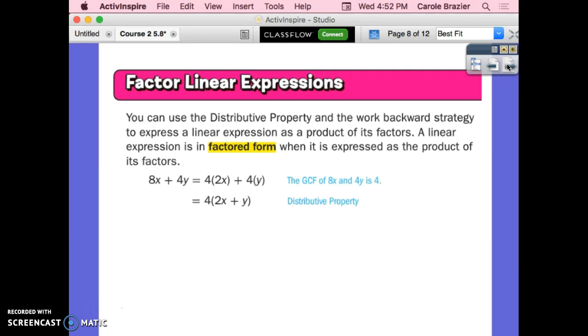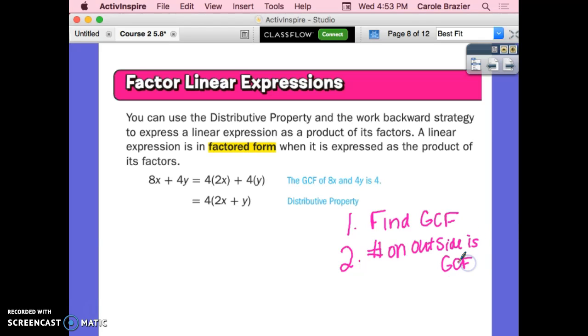Okay, so there's a couple of things that you need to write in your notes. The first thing is you're going to find the GCF. The second thing is the number on the outside of the parentheses is your GCF. Then you're going to find the inside numbers. So what did I multiply the outside number by to get my inside term? And then lastly, you're going to check your answer. So pause the video and make sure that you have all of these in your notes and you're ready to go.